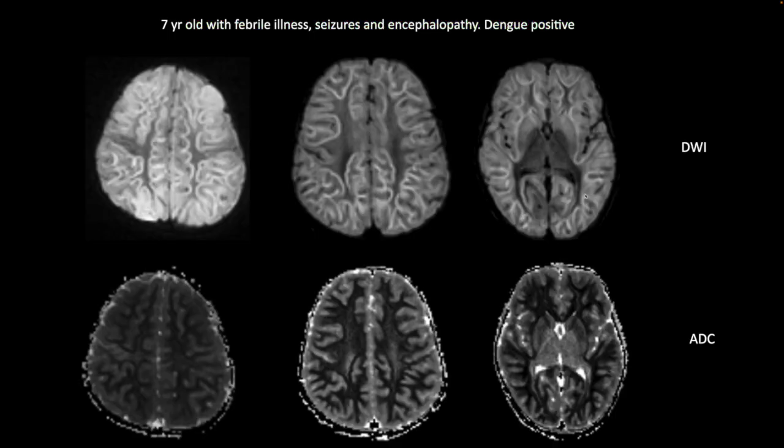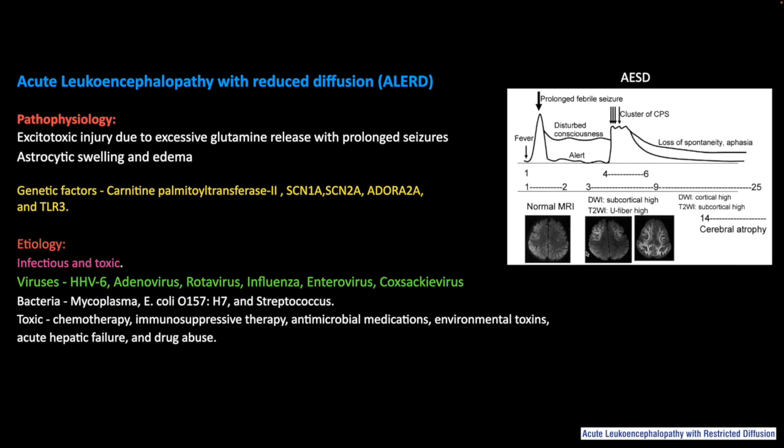Here's a case of a 7-year-old female child with febrile illness, seizures, and encephalopathy. This child had IgM dengue positive. You have extensive abnormalities involving the subcortical white matter, also some degree of involvement in the basal ganglia. This was a child presenting with acute leukoencephalopathy with reduced diffusion. The two main drivers can be infection and toxic related causes, and in infections, virus is one of the most common causes.